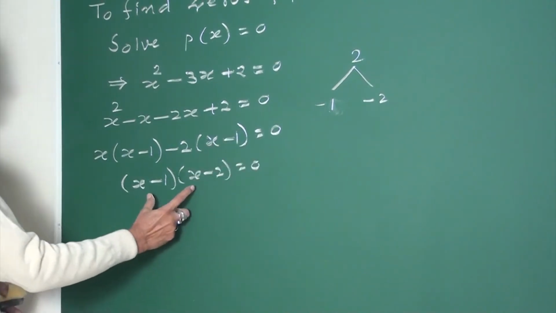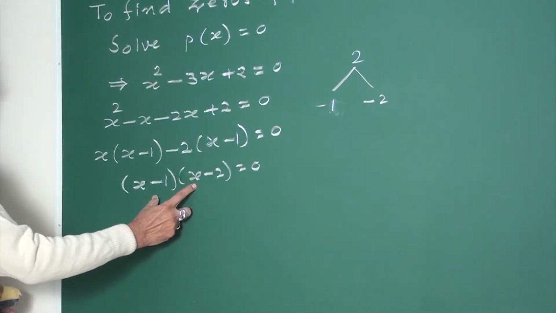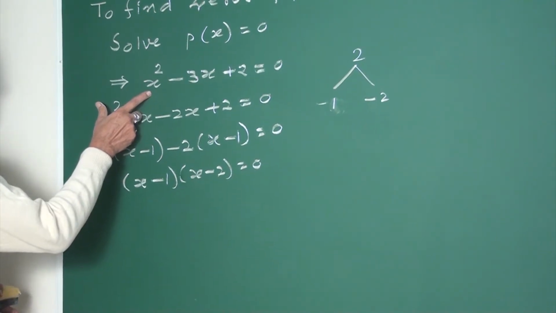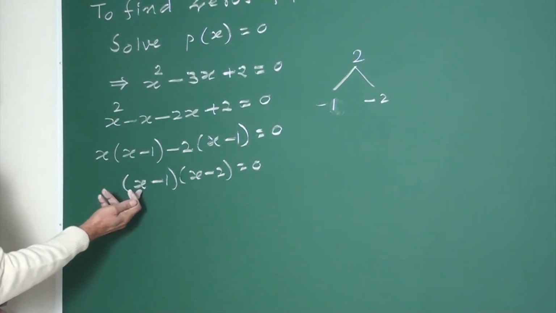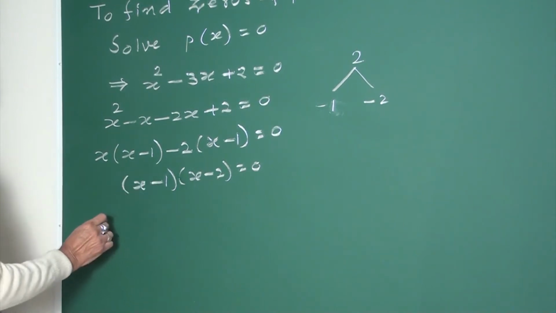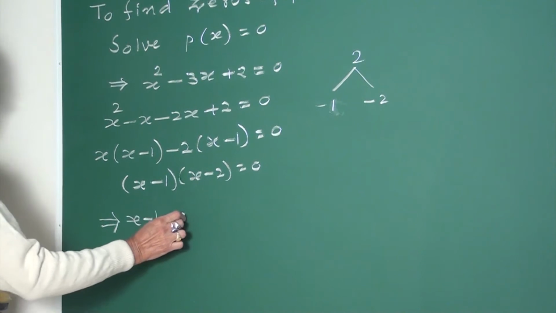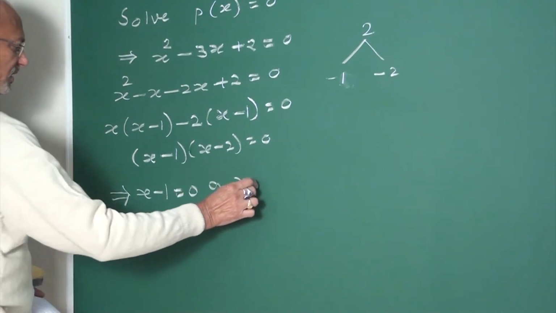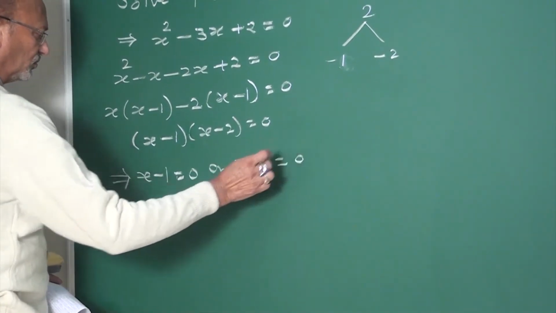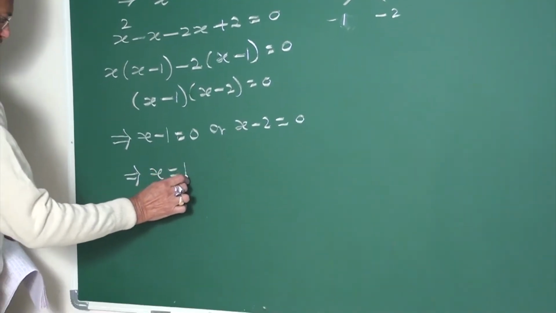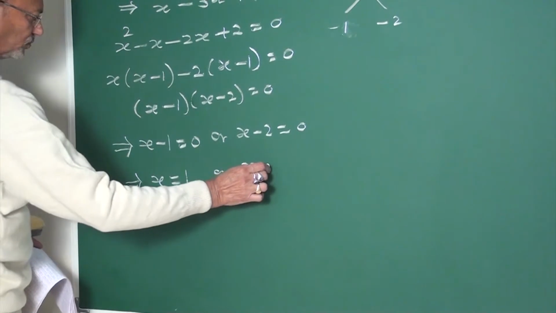Yes, my friends. These are the two linear factors of this quadratic equation. Then, to find x, you have to equate each factor equal to 0. This implies either x minus 1 is 0 or x minus 2 is 0. From this you get the values of x. Therefore, x equal to 1 or x equal to 2.